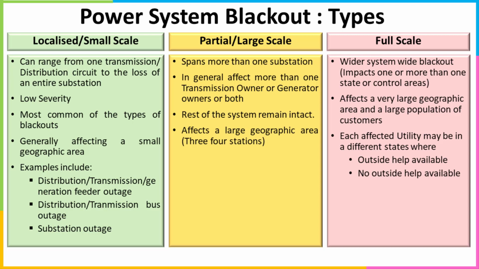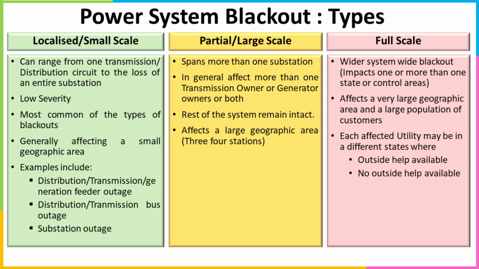We will look into this slide. Any small-scale blackout scenario can happen from the tripping of one transmission or distribution line, and it can go up to a loss of an entire substation. In terms of severity, it is low severity because it impacts only a small portion of the power system. It does not affect the rest of the power system. So it is a localized phenomenon, and it is the most common one we see on a day-to-day basis. Due to some fault, the transmission line trips or a radial system gets tripped, and so this kind of event happens in the system.